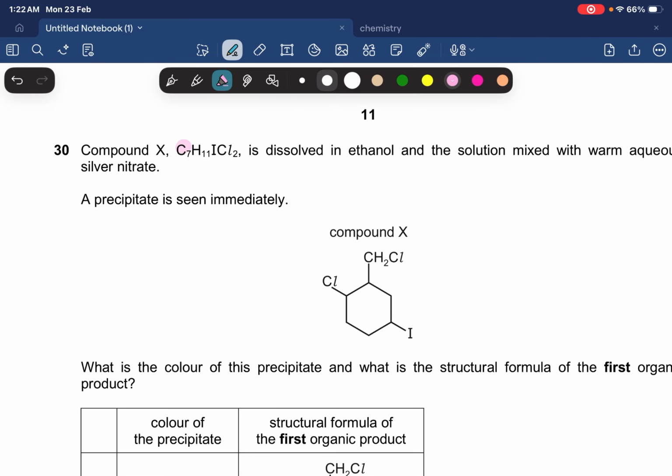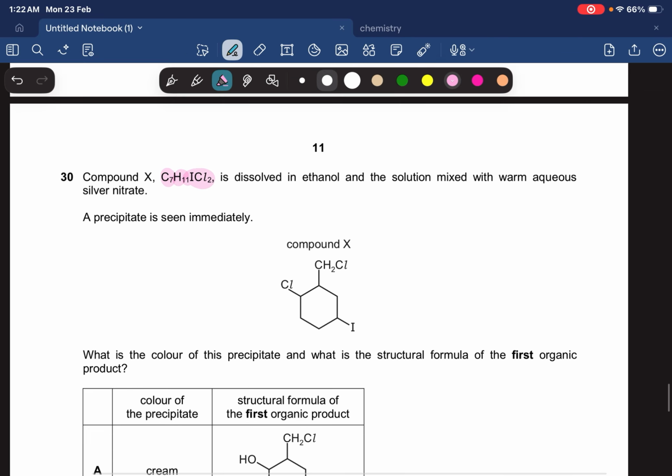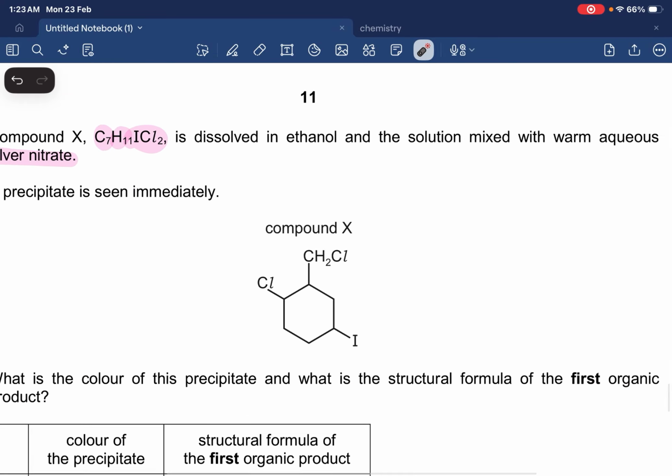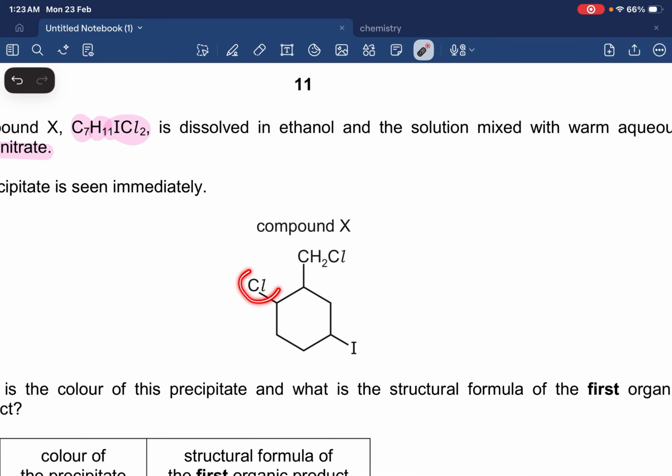Compound X, C7H11ICl2, is dissolved in ethanol and mixed with warm aqueous silver nitrate. So over here you can see we have an iodide and two chlorides. So this is a halogenoalkane, dissolved in ethanol, and we're adding silver nitrate to it. A precipitate is seen immediately. What is the color of this precipitate and what is the structural formula of the first organic product? First things first. Either a precipitate can form with chlorine, that's going to be white in color, or with iodine, that's going to be yellow in color.